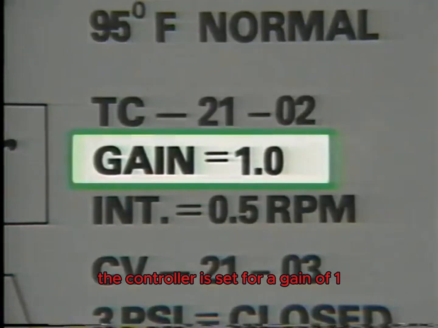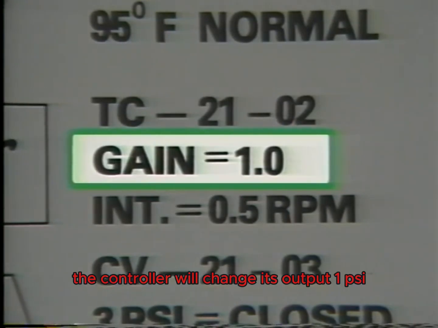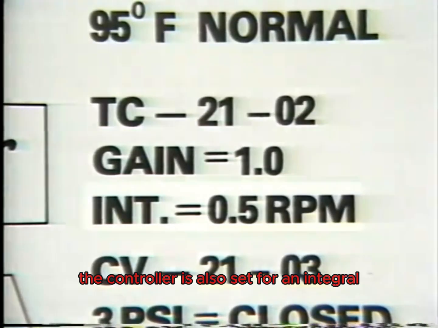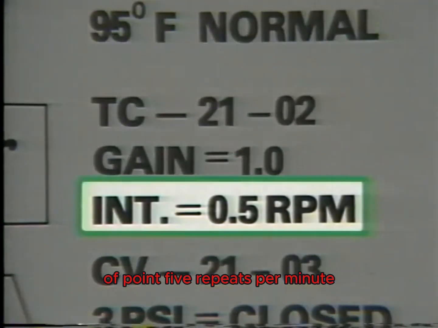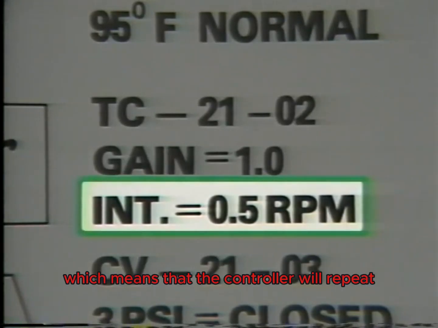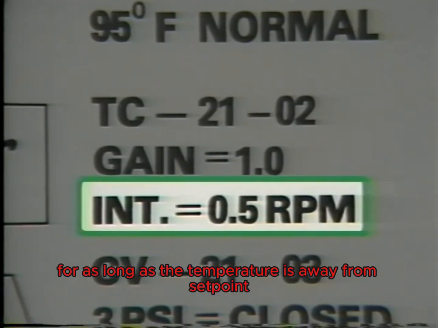The controller is set for a gain of 1. A gain of 1 means that with a 1 psi input change, the controller will change its output 1 psi. The controller is also set for an integral of 0.5 repeats per minute, which means that the controller will repeat half of its proportional output every minute, for as long as the temperature is away from set point.